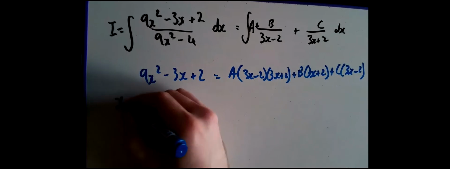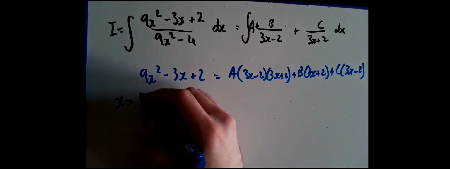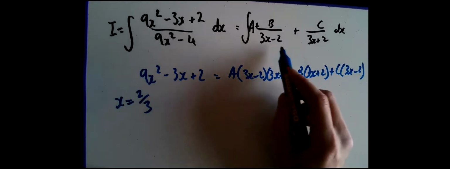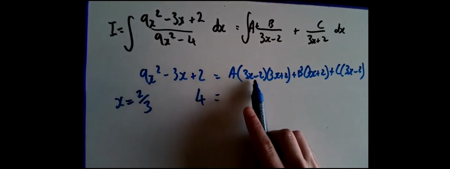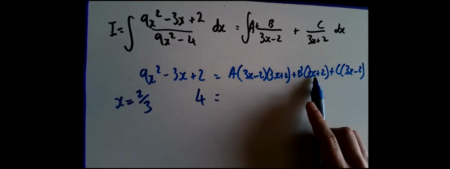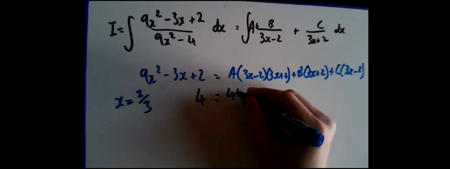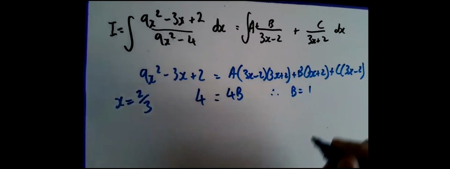Pick some magic numbers. So x is 2/3 for that one. So if I sub 2/3 into there, so 9 times the answer squared, 3 times the answer plus 2. So I get 4 equals, well, that'll disappear, so just get that one. So if I put 2/3 into there, 3 times 2/3, 3's cancel, so I just get 2, add 2 is 4, so 4b, therefore b is 1.